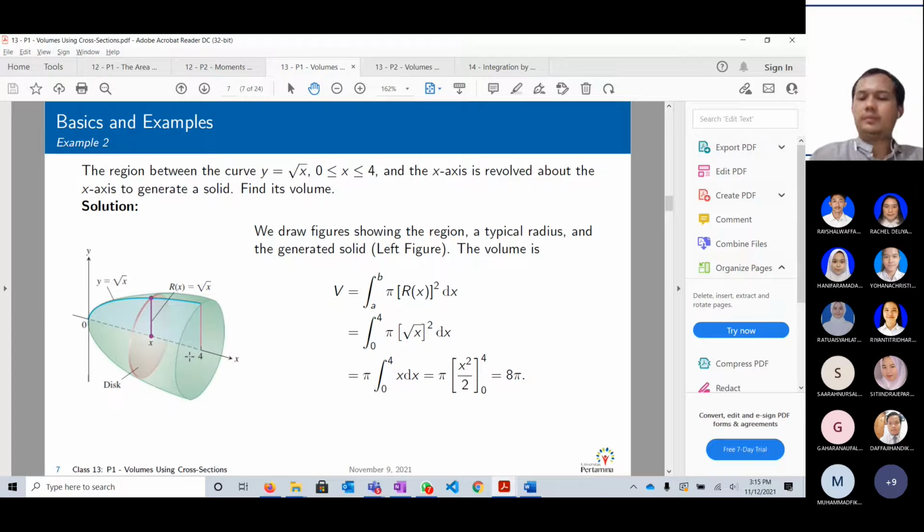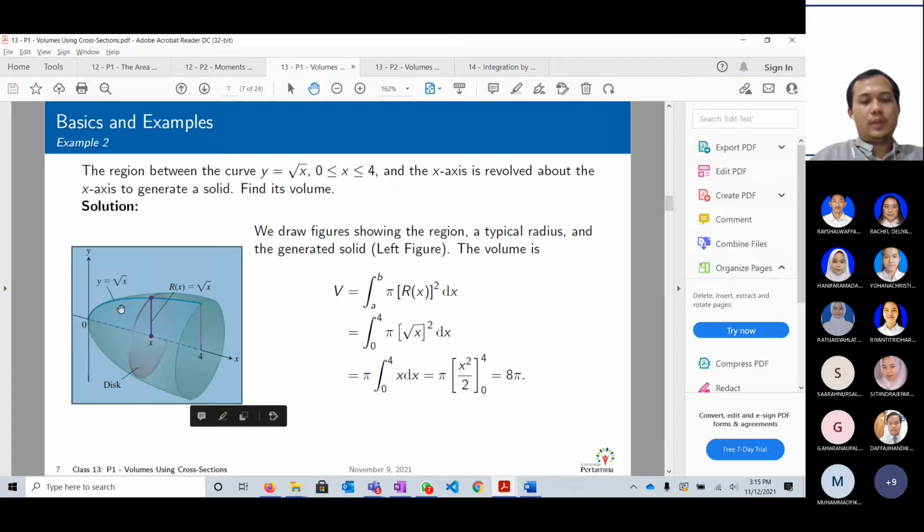peluru itu apa ya? Peluru. Yeah, that looks like a bullet or projectile.